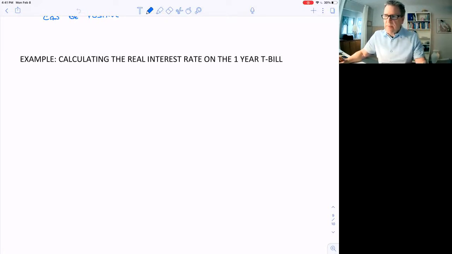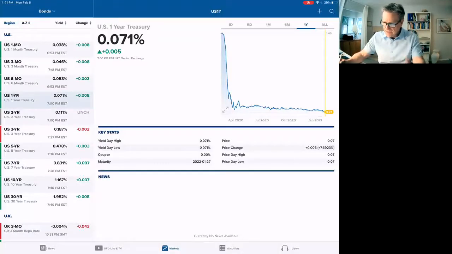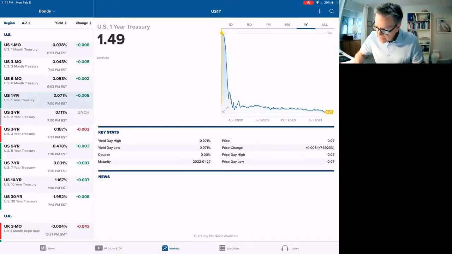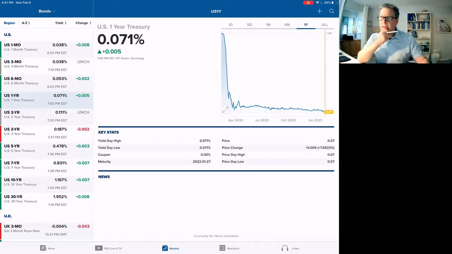So first, let me go back to that graph on cnbc.com on interest rates and look at the 1-year T-bill to figure out what it was 1 year ago. Okay, so here is the graph today of the 1-year Treasury. These are the T-bills. Today it is 0.07%. That's what the interest rate is. And 1 year ago, it was at 1.49%.